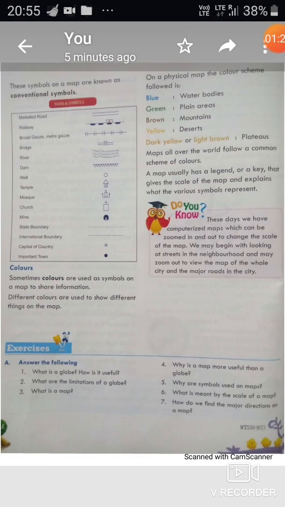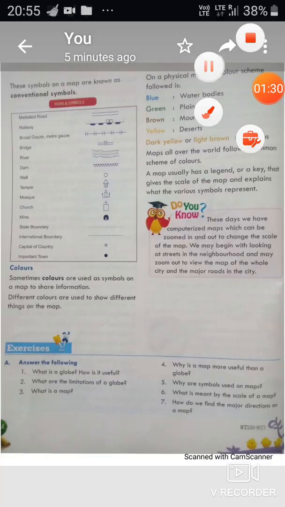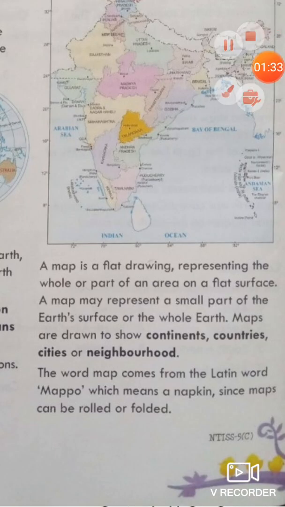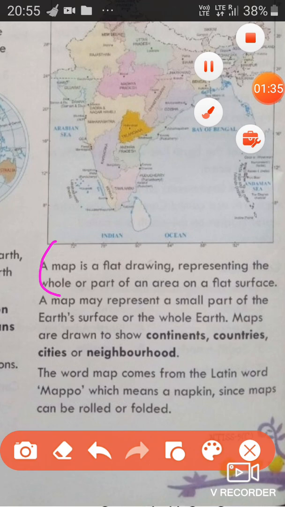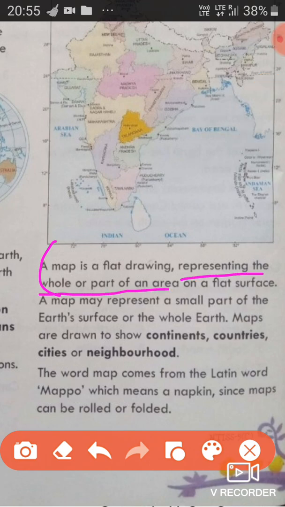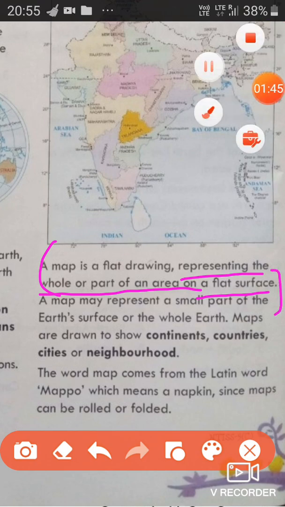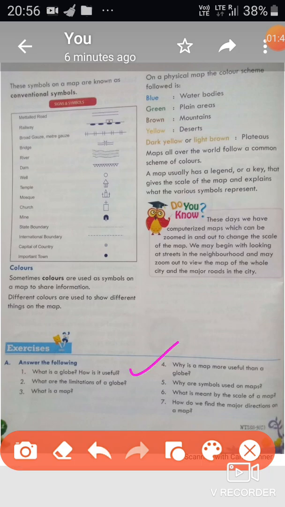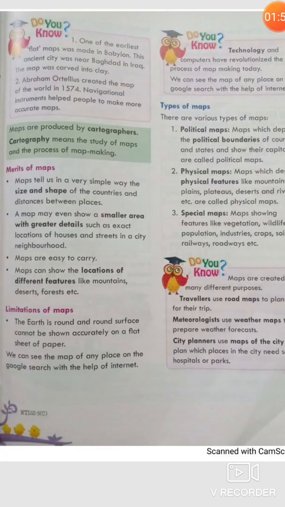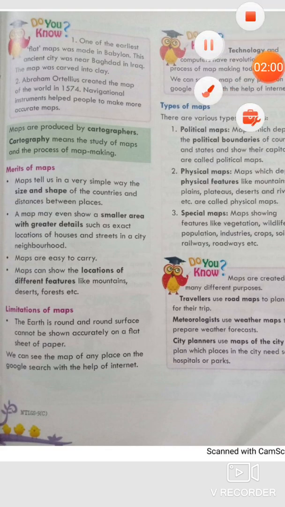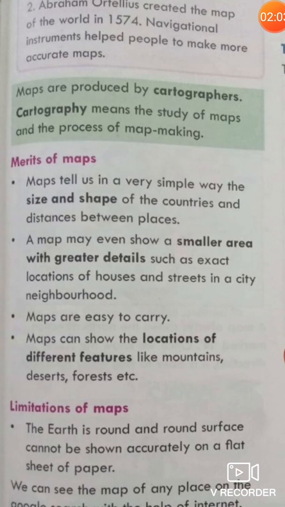Next, question number 3. What is map? Answer is, map is a flat drawing representing the whole or part of an area on a flat surface. This is the definition of map. Now the next question is why is a map more useful than a globe, right? So you have to write the merits of map.